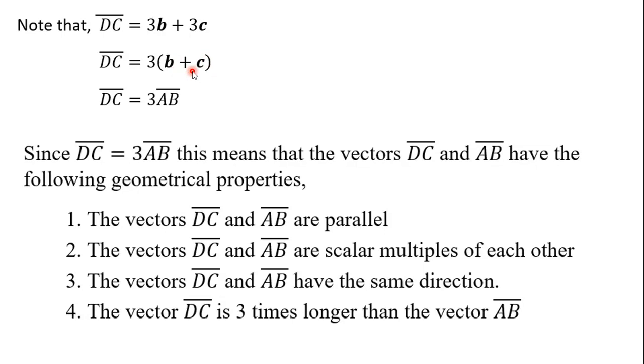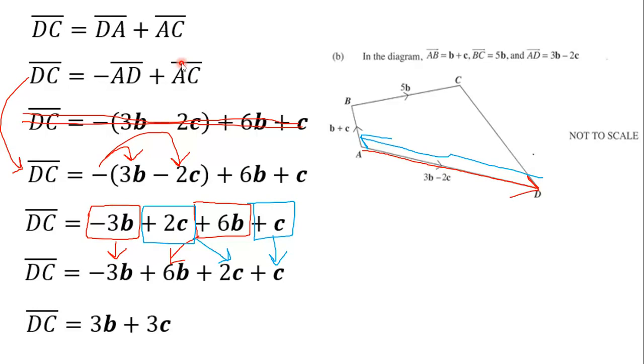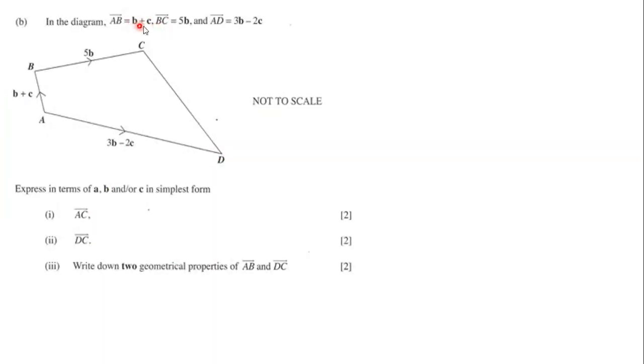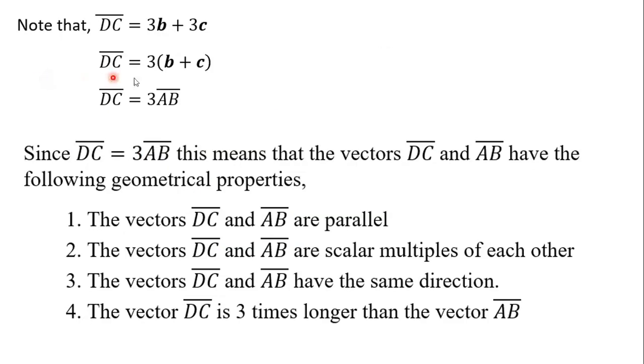But remember, what is B plus C? Did we see that somewhere? Notice that in the question we saw that AB is actually B plus C, and if you look at the diagram, AB is indeed B plus C. So B plus C is equal to AB. Since we have B plus C here, that's equal to the vector AB. So there we have it: the vector DC is equal to 3 times AB.